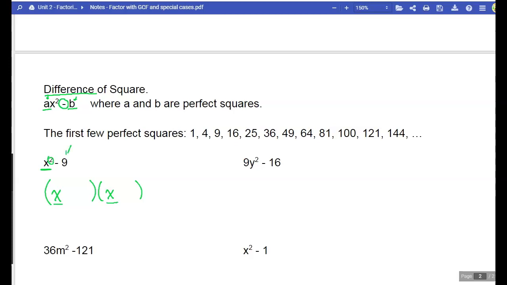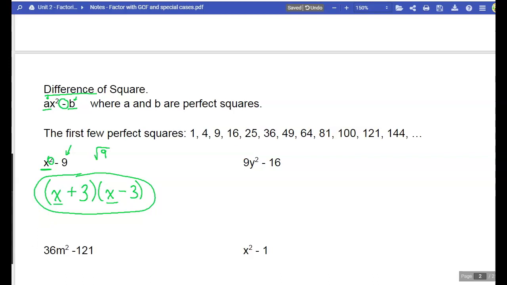Then I'm going to split the 9 the same way. The square root of 9 is 3. So I'm splitting that number, 3 and 3. And then it's always plus in one, minus in the other. Every time. That never changes for difference of squares.